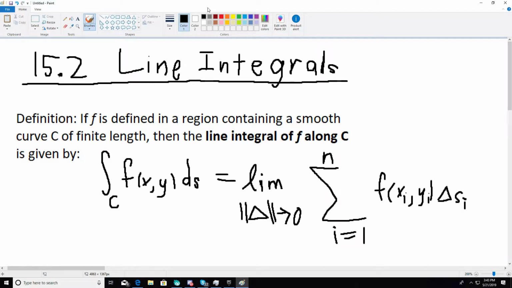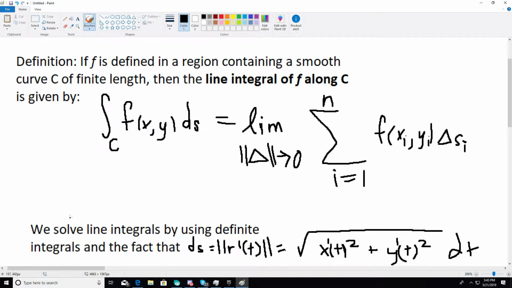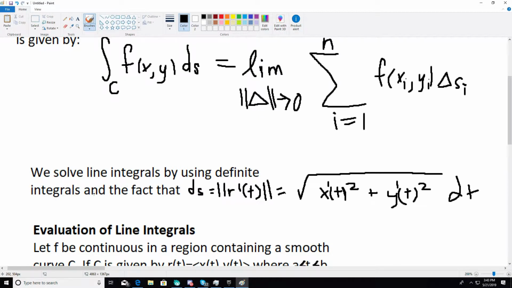Today we will be talking about 15.2 line integrals. So we'll start out with the definition. If the function f is defined in a region containing a smooth curve C of finite length, then the line integral of f along C is given by the following. But the way we go about solving these line integrals is actually by using a definite integral. So we use the fact that ds is equal to the magnitude of r prime, which is written out over here.